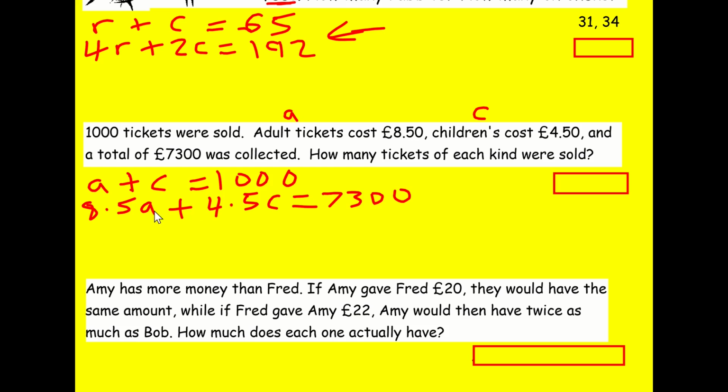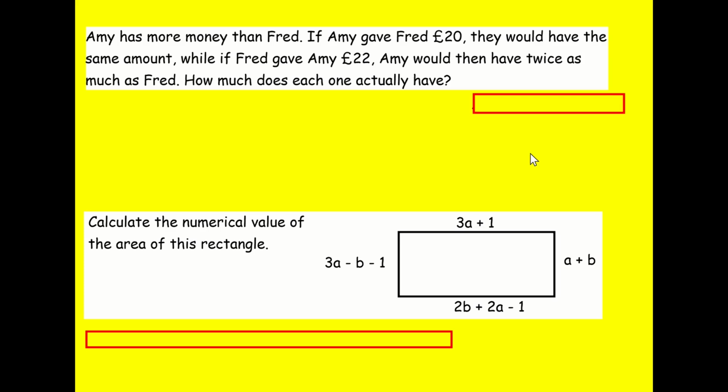This time I don't have integers throughout all the equations. You're going to have to think about how to deal with that. I'm not going to talk about that right now. But what you should get is that 700 adult tickets were sold and 300 children's tickets were sold. Okay, example 3.